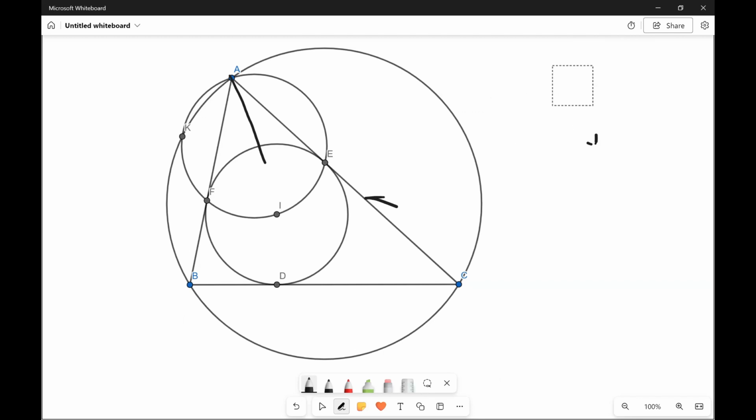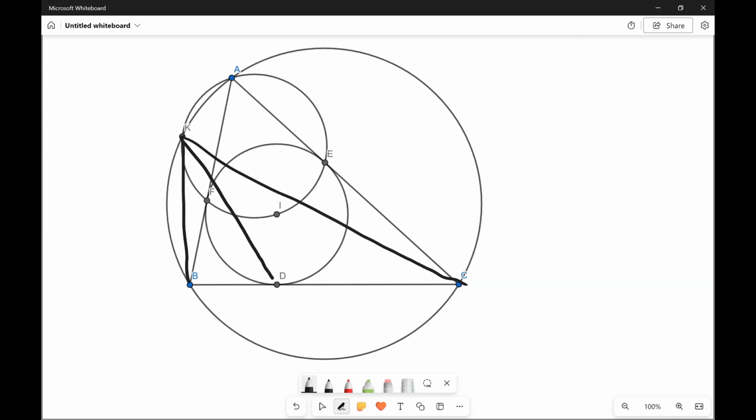We can actually rephrase this third property without the point M at all. So the line KD bisects angle BKC because it passes through the arc midpoint. And that's our third property.